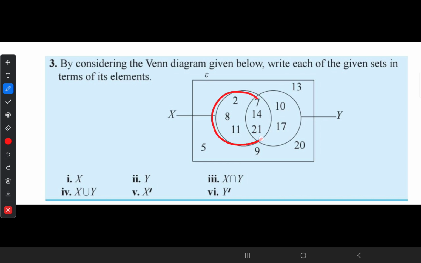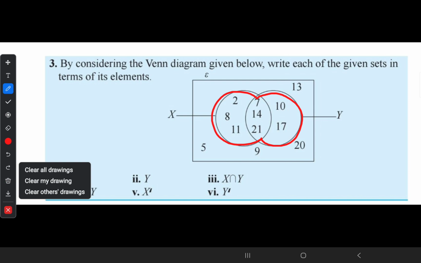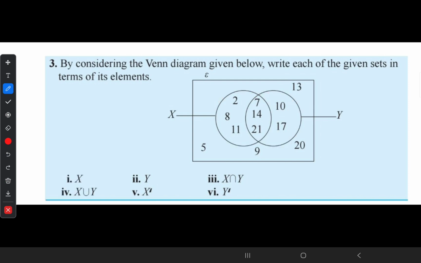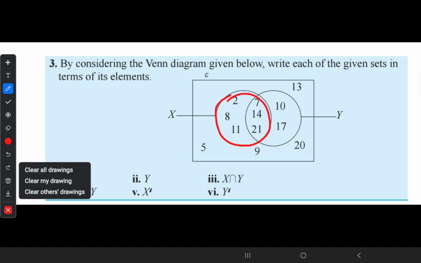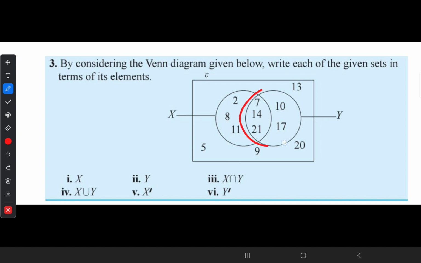X union Y means both together: 2, 7, 8, 10, 11, 14, 17, 21. Everything. And thereafter, we will have X complement. That means outside of X, we have 5, 9, 10, 13, 17, 20. And finally, Y complement would be this one: 2, 5, 8, 9, 11, 13, 20. Those are the correct answers.